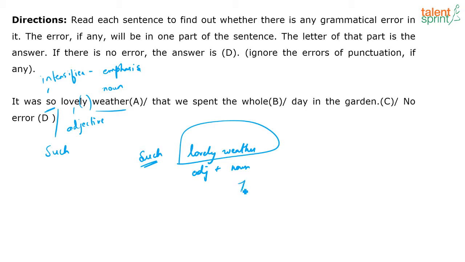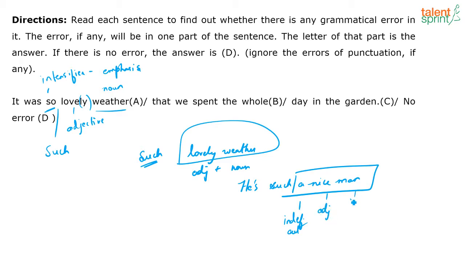Right? Let's look at another example. So I can say he is such a nice man. Right? So this is the noun phrase. I have the indefinite article, I have nice which is the adjective, and I have man which is the noun. So before a noun phrase, if you want to bring in emphasis, the right intensifier would be such and not so. We don't say he's so a nice man. Incorrect. He's such a nice man. Correct. Likewise, it was such lovely weather, not so lovely weather. Are you following?